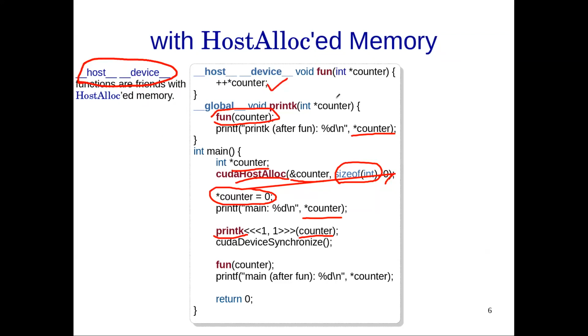Okay, so I didn't see any responses. Here it's going to print main as 0, then print k counter, which is going to call fun counter. There it is going to get incremented. Can you call fun from the kernel? Yes, because it's a device function also. That counter is going to get incremented to 1. So print k after fun is going to write 1. After that, the host waits. Then the host calls fun because it's a host device function. It again does plus plus star counter, so it becomes 2, and main after fun is going to print 2. Okay. Any questions on this?